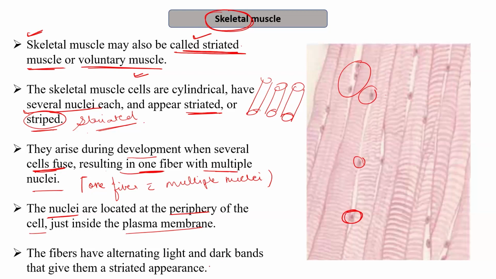You can see here, giving them the striated appearance. So they have dark bands, they have light bands, giving them a striped or striated pattern. Therefore, they are called skeletal muscles or striated muscles, and these perform their function voluntarily. That is, they can regulate their functioning and movement, and therefore they can act voluntarily, so they are also known as voluntary muscles.